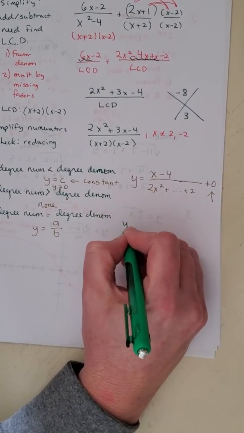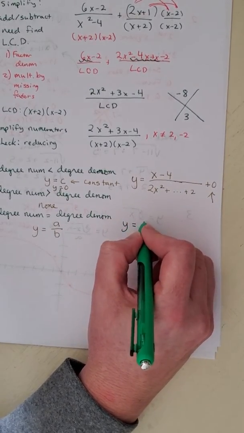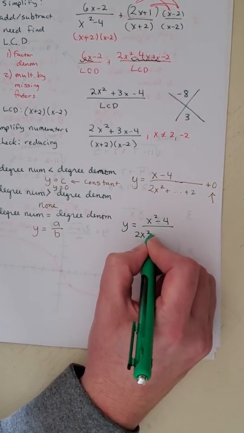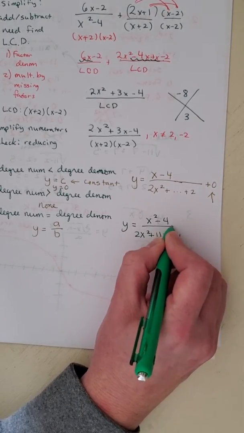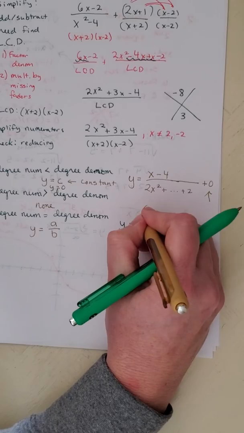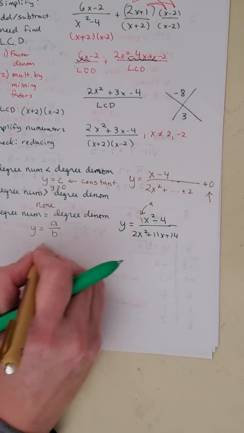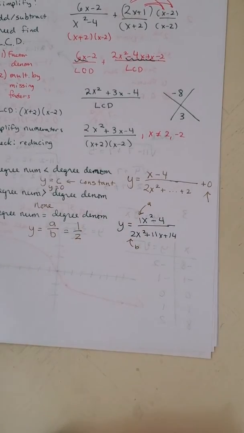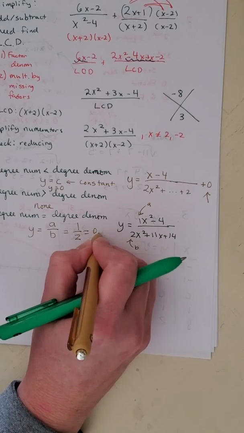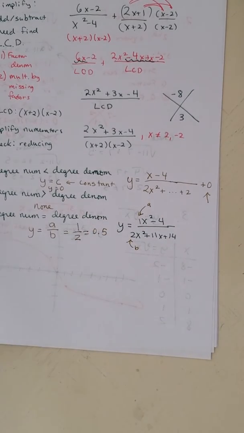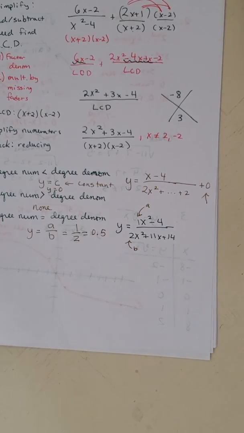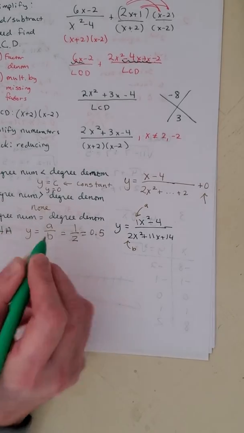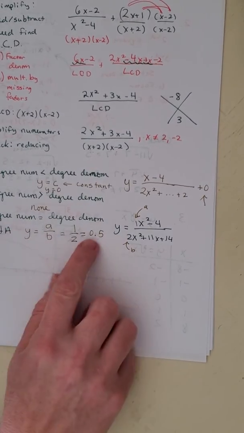And so a and b come from the leading coefficient of the numerator and the leading coefficient of the denominator. So the leading coefficient in the numerator, right here, that's a, it's 1. And the leading coefficient in the denominator, that's b, it's 2. So 1/2, or it says in decimal form, which is 0.5. Okay, next, this is part A, right? Find the horizontal asymptote, which is the horizontal asymptote is at 0.5.